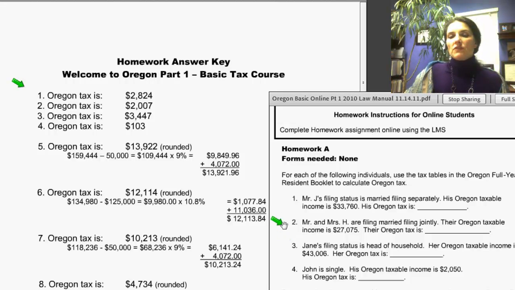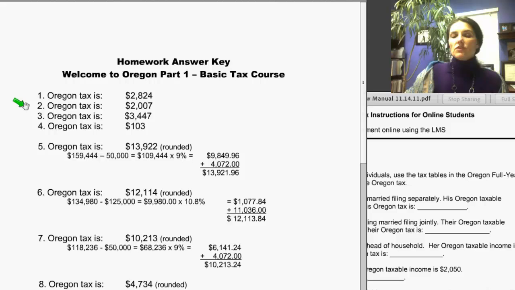Mr. and Mrs. H are married filing jointly. Their Oregon taxable income is $27,075. So you would go into the Oregon Full Year Resident Booklet, look up the table for J and the amount of income, $27,075. If you do it correctly, you should get $2,007 of tax.